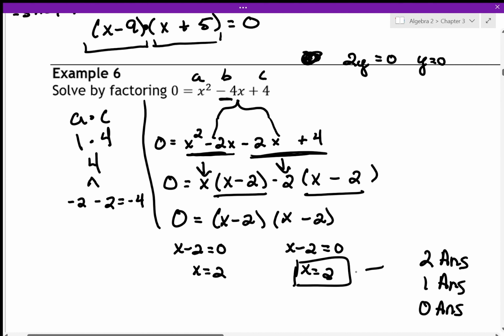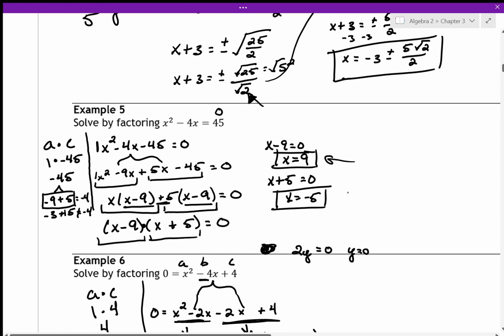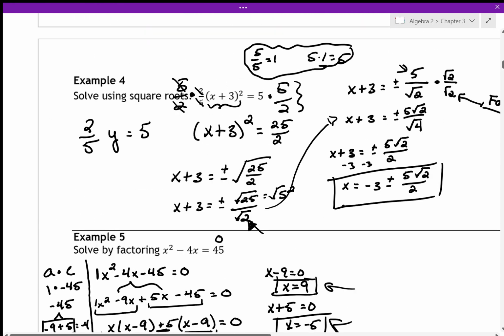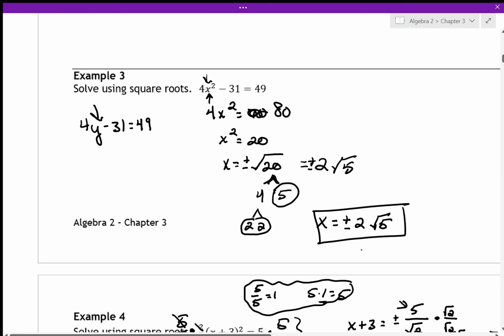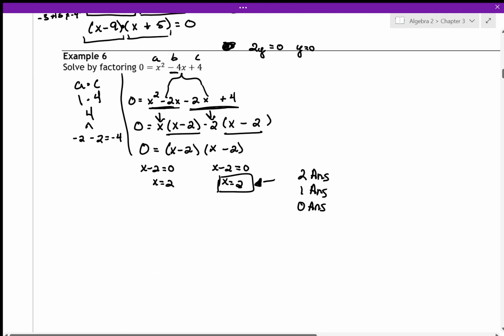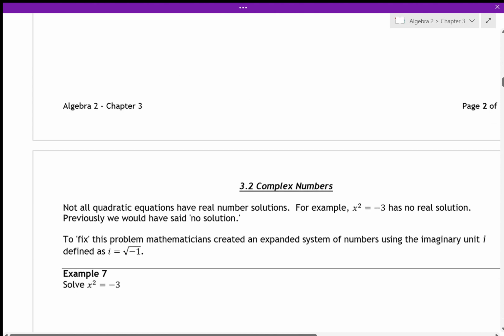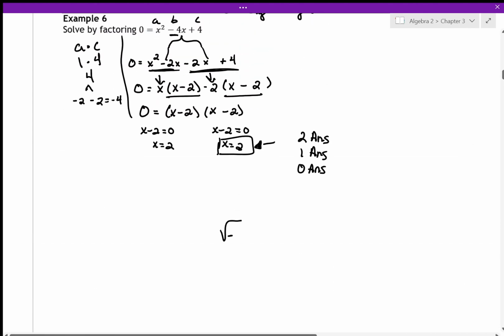Right here we have 1 answer. Up top in number 5, we had 2 different answers. In number 4, there's 2 answers, because there's a plus or minus. In number 3, there were 2 answers because there was a plus or minus. But they can sometimes have no solution. That would be if maybe you get a negative under a root. We normally say that's no solution. Now in section 2, we're going to fix that and we're not going to have no solution anymore. But for now, we're still allowed to say no solution.